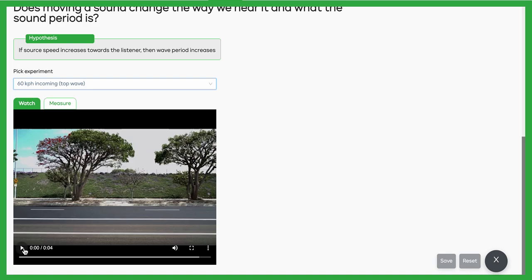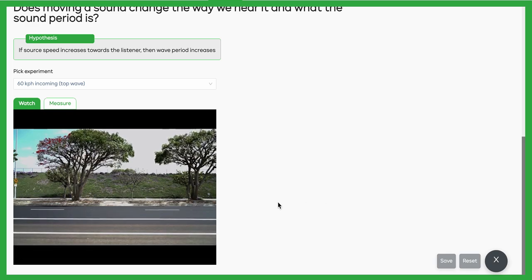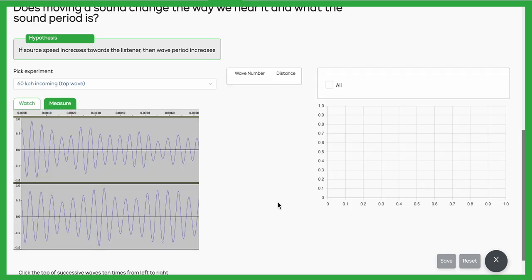So I'm going to press play. Notice the change in sound as that car passed by us. So that's what you're thinking about.